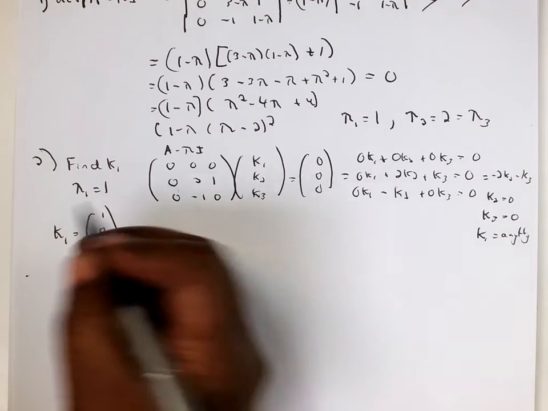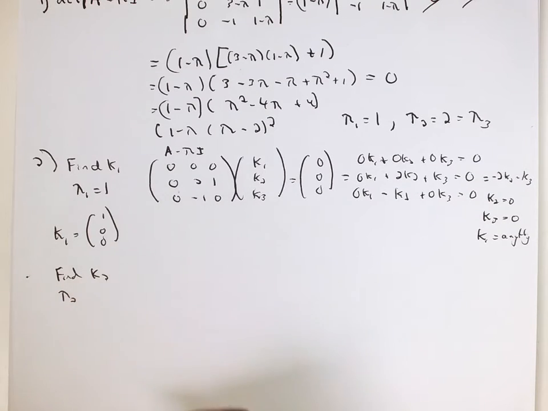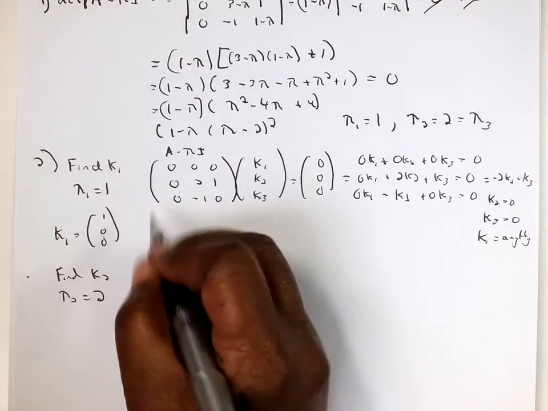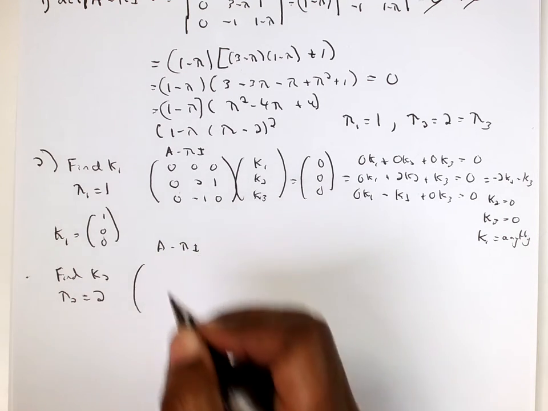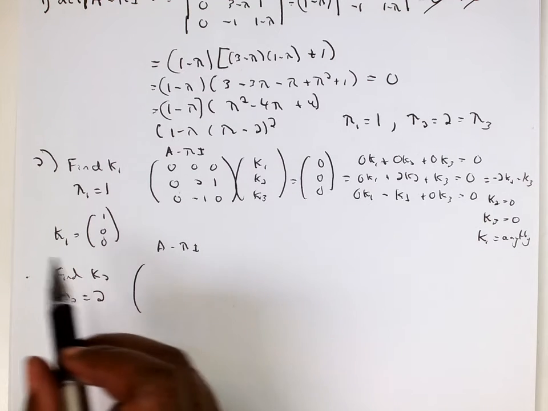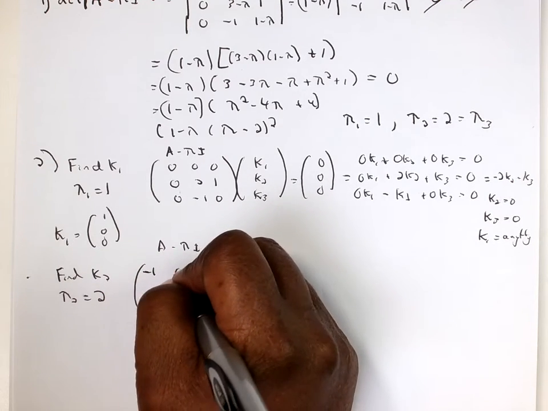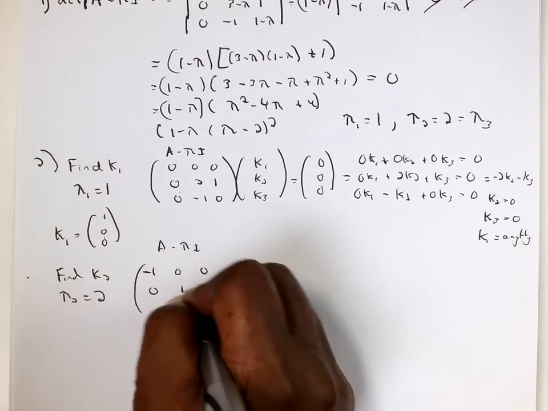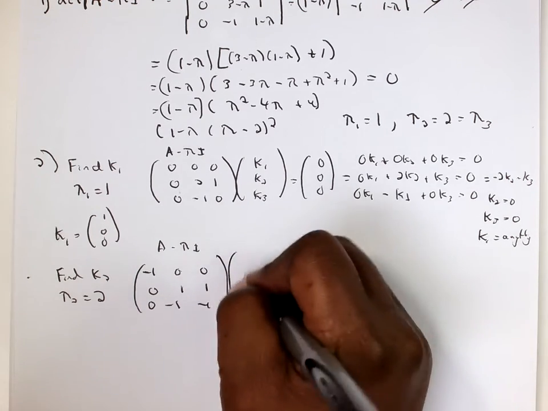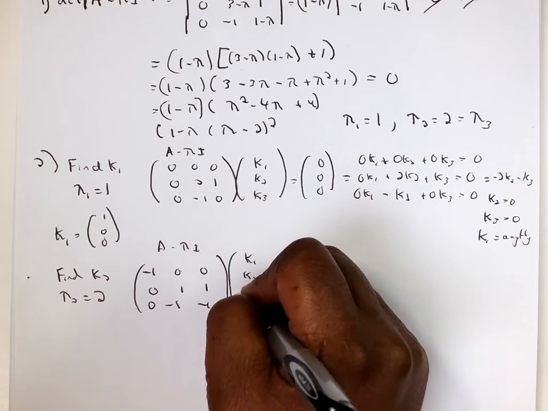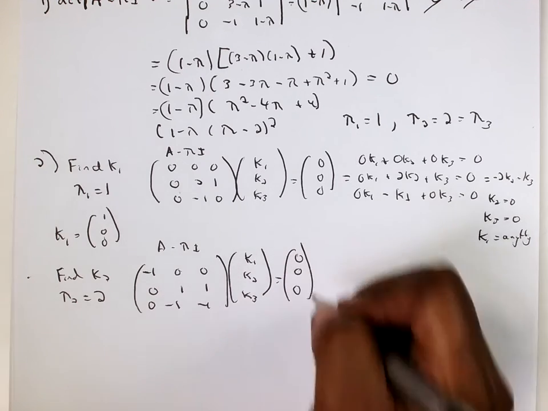Alright, now I need to find K2. And lambda 2 was equal to 2. So my A minus lambda I is, I'm subtracting 2 from all the entries down the diagonal from the original matrix. And that would give me negative 1, 0, 0, 0, 1, 1, 0, negative 1, negative 1. And I'm multiplying that by vector K so I can find K2. And that equals 0, 0, 0.